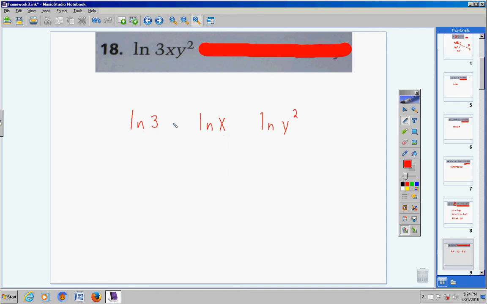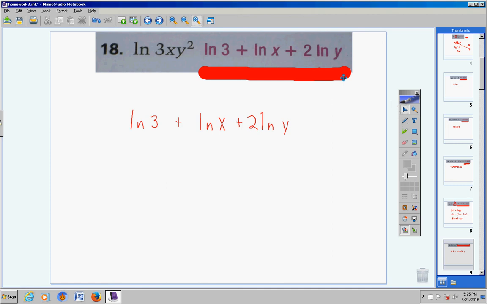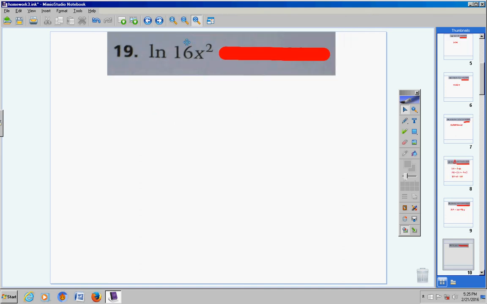Now, we're going to be adding all of these because all of these are multiplying, so we'll put a plus sign here and a plus sign here. Now, this 3 has no multiplication, division, or exponents. This x has no multiplication, division, exponents. But this argument here has a power of 2. So I'm going to move that to right here. Alright? And then we're finished. That's it, guys. And that is the correct answer. Natural logarithm of 3 plus natural logarithm of x plus 2 times the natural logarithm of y. Alright, number 19.